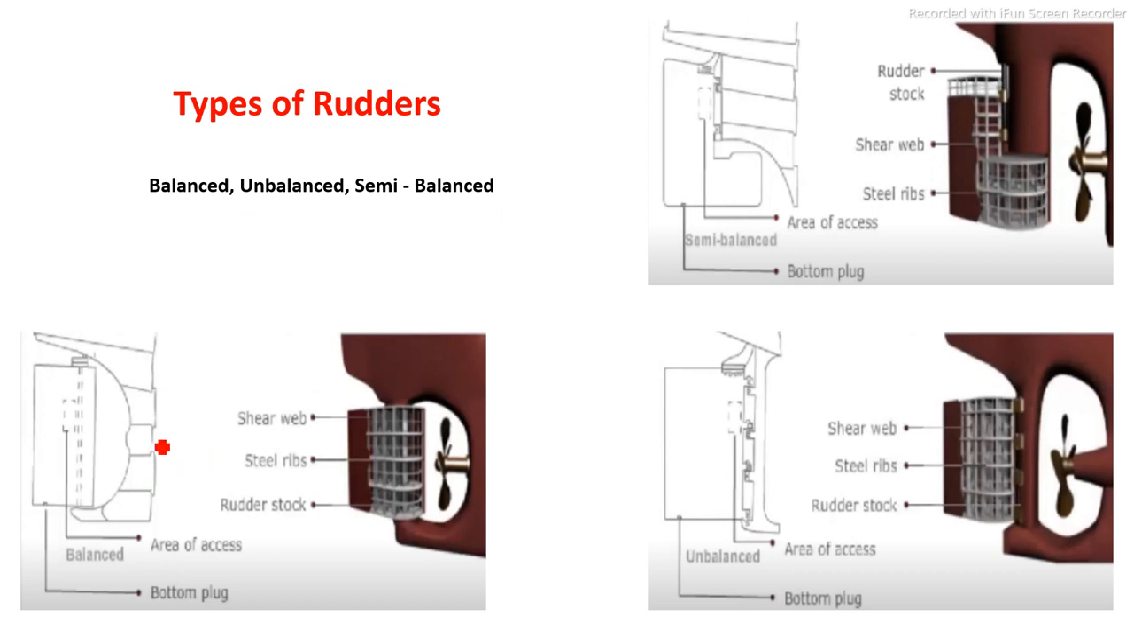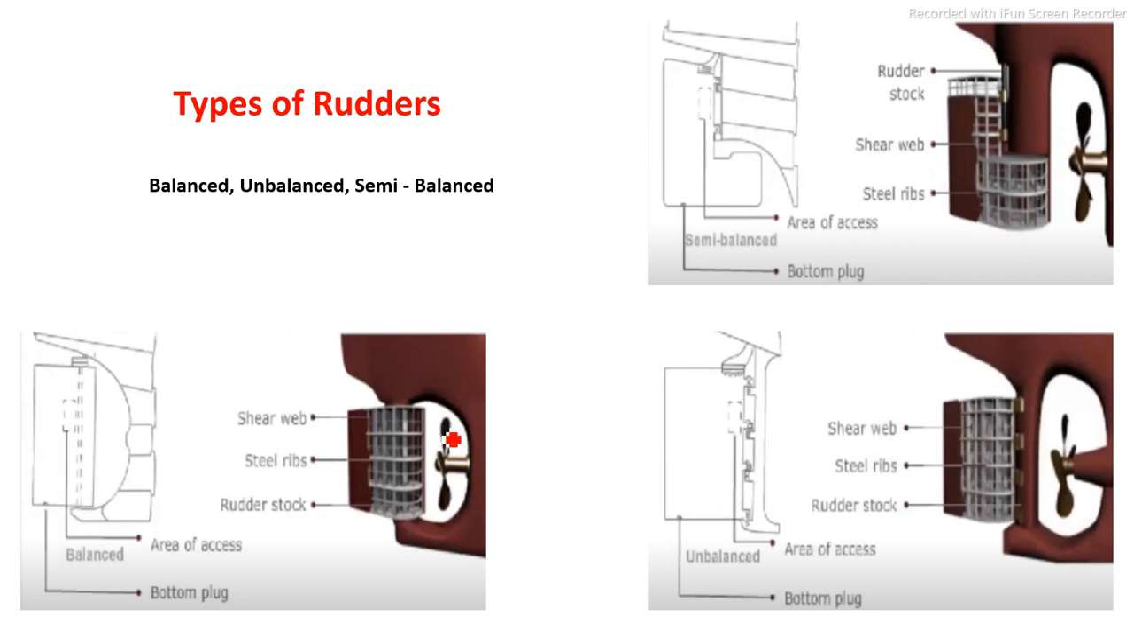In the case of a balanced rudder, some portion of the rudder is beside the rudder stock, and the maximum portion is on the other side. In the case of an unbalanced rudder, all of the rudder is on one side of the rudder stock. And the semi-balanced is a mixture of balanced and unbalanced: up to half the portion it works as semi-balanced, and the next half works as balanced.